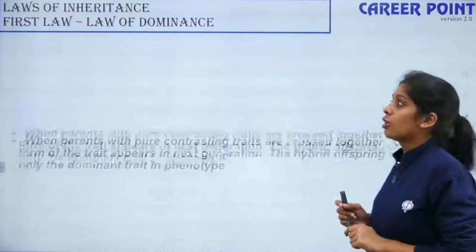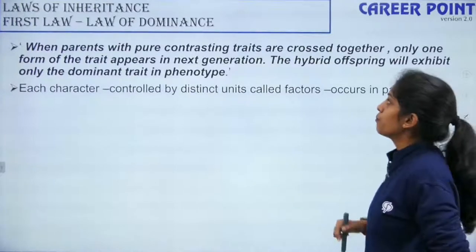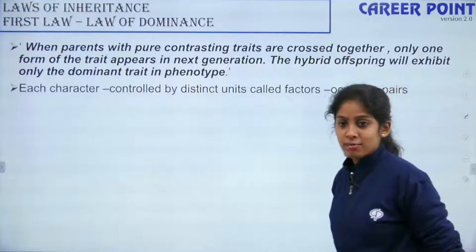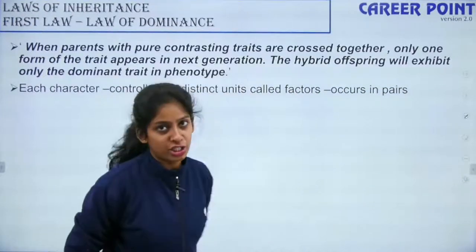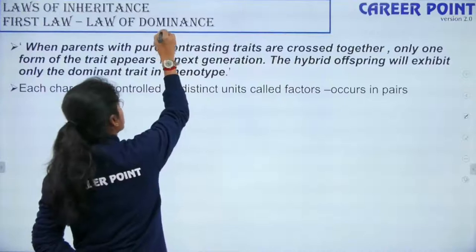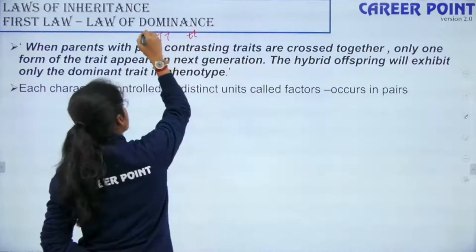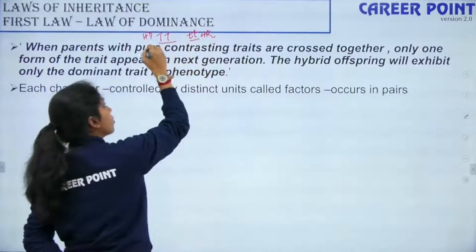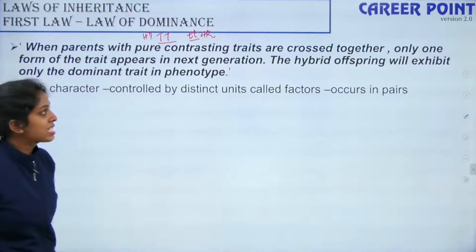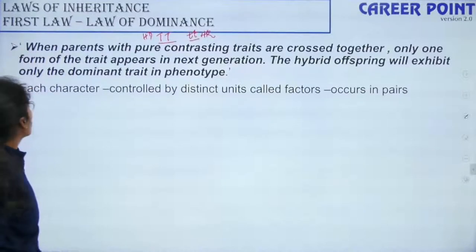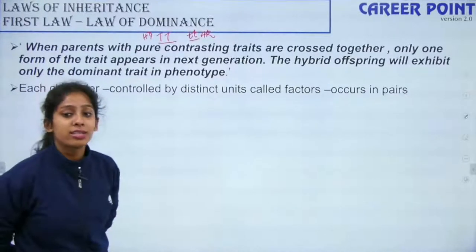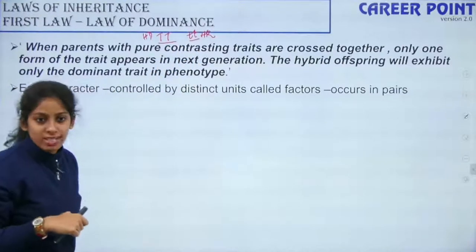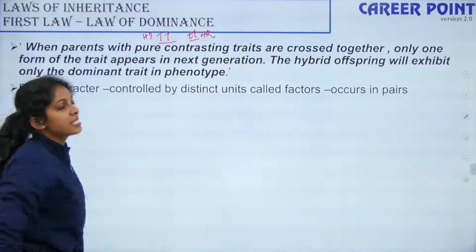So, the first law is the law of dominance. When parents with pure contrasting traits are crossed together, pure contrasting traits means the plants are in the homozygous condition. So, I have the plants as capital T and small t. This is homozygous dominant, this is homozygous recessive. When it is homozygous, you call it pure contrasting traits crossed together. Only one form of the trait appears in the next generation. So, when I crossed these two, I only got tallness in the next generation, right? That is what is being said here.